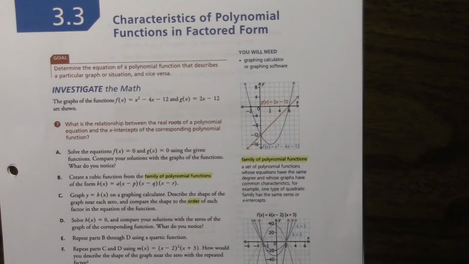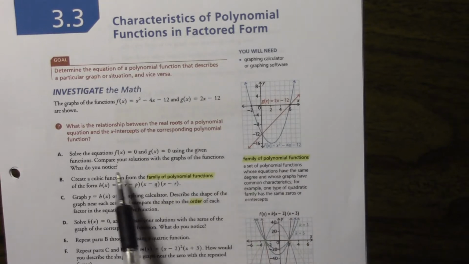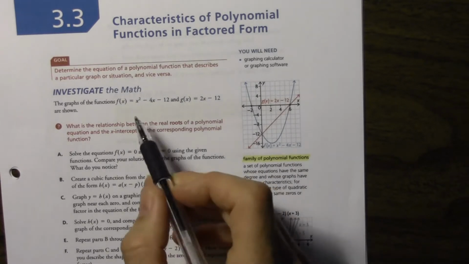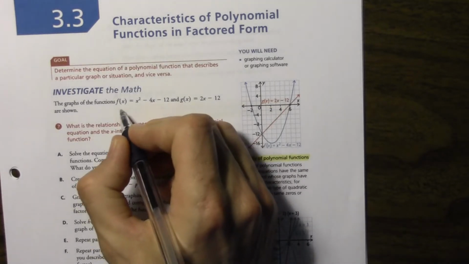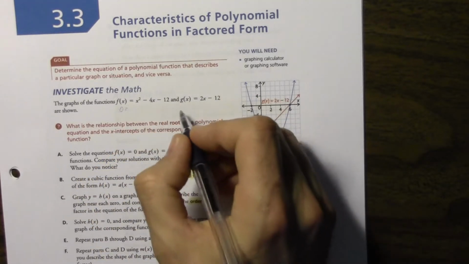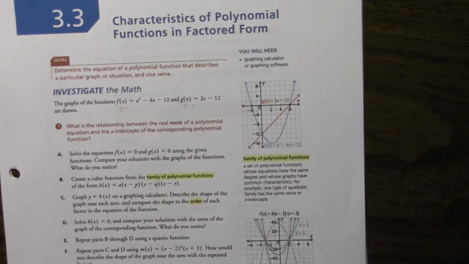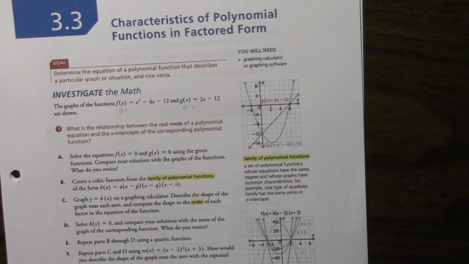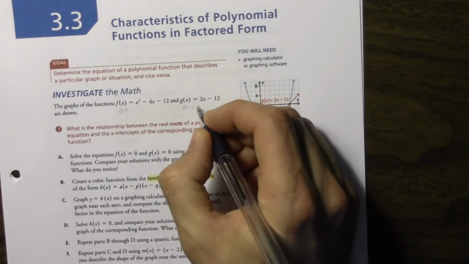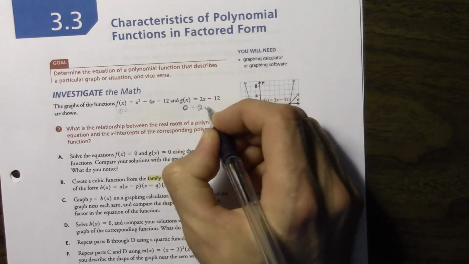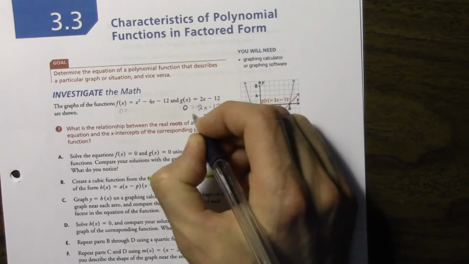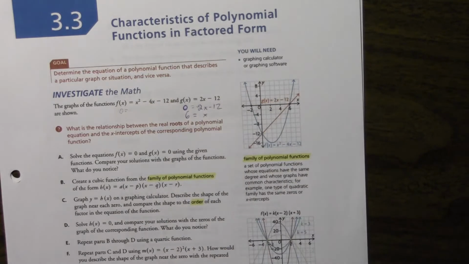Okay, so the first step says solve the equations f of x equals 0 and g of x equals 0 using the given functions. So here's our function. What should that give us if we plug in f of x equals 0? If we set g of x to 0, 2x minus 12 equals 0, we get x is equal to 6, right?